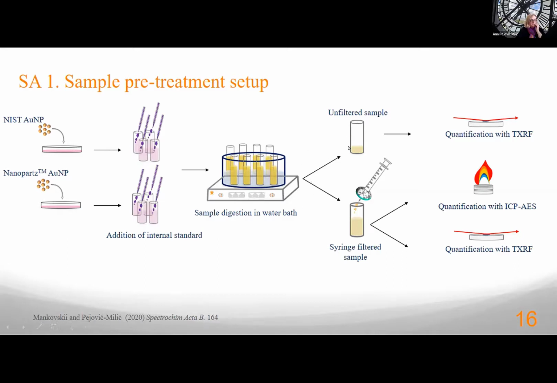Then we split the samples in two groups. One sample was measured as is by TXRF, which would be the preferred method for measuring using TXRF. And in the bottom line, I'm showing what is happening with the ICP most common sample prep available in the literature. So they basically filter the digested cells through the filter, and then they match with the calibration standards and proceed to the ICP measurements. And we did the same, but proceeded directly to the TXRF.